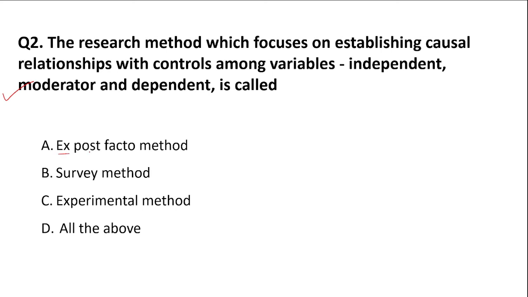Option A, ex post facto method. What is ex post facto method? So ex post facto method is one in which groups with qualities that already exist are compared on some dependent variable. So here we are comparing. Okay, but here what we have to find is control on variables. So here option A is incorrect.